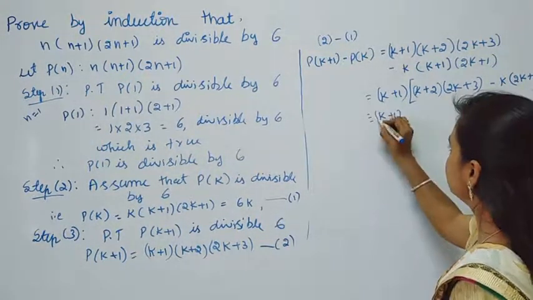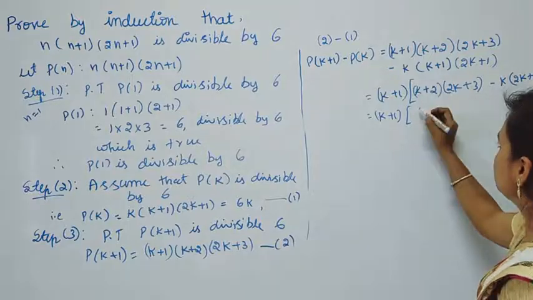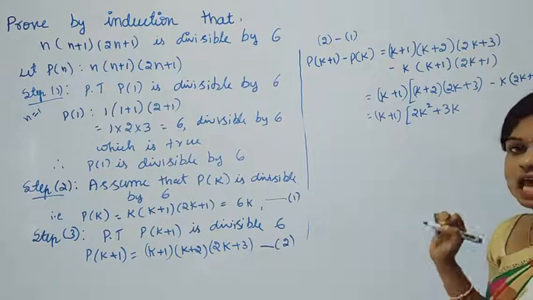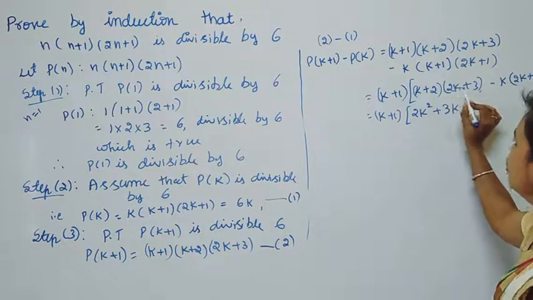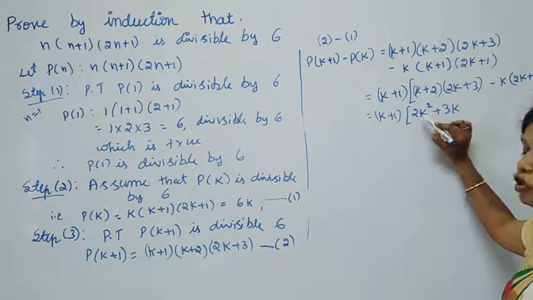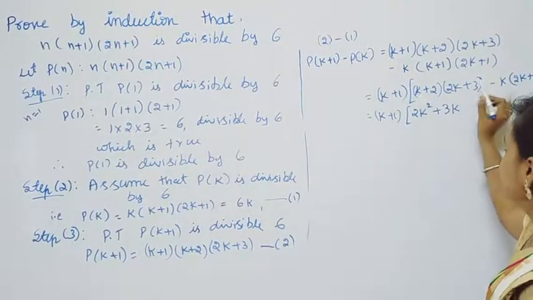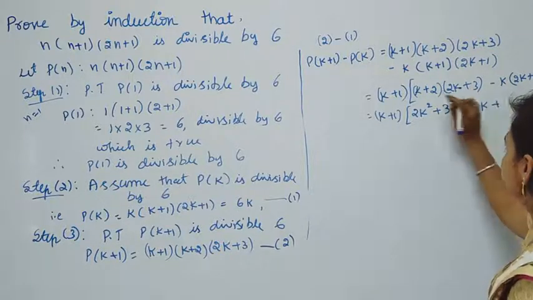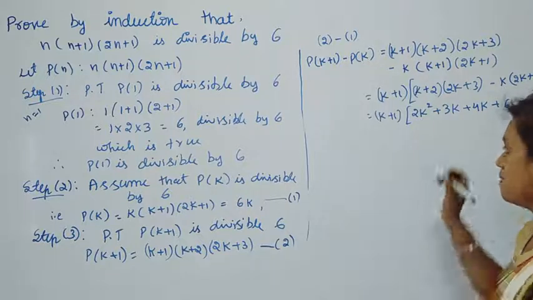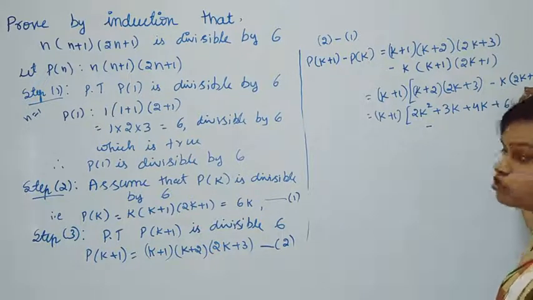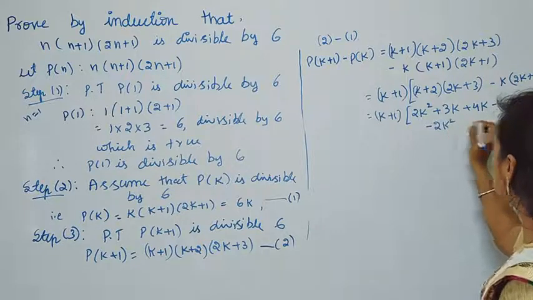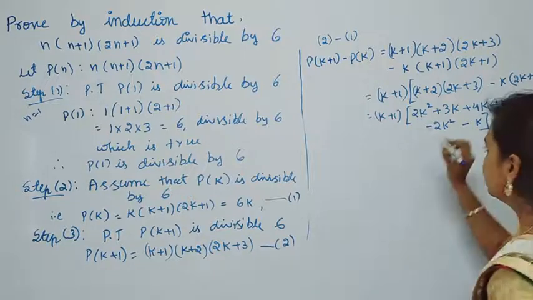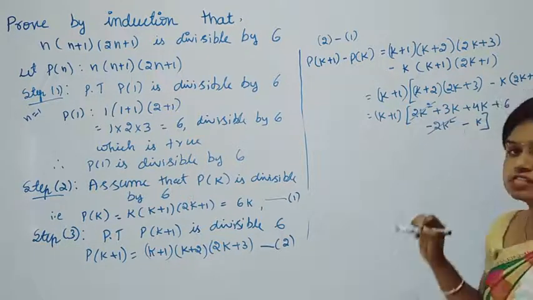k plus 2 multiply ಮಾಡಿ, k into 2k, that is 2k square, plus k into 3, 3k. I multiply this k with these two terms. k into 2k means k into k, k square, 2k square. Okay, plus k into 3 means 3k, plus 2 into 2k means 4k, plus 2 threes are 6, minus. So multiply this term also. k into 2k means 2k square. Minus into plus, minus k into 1 is k. Okay. Then 2k square minus 2k square gets cancelled.